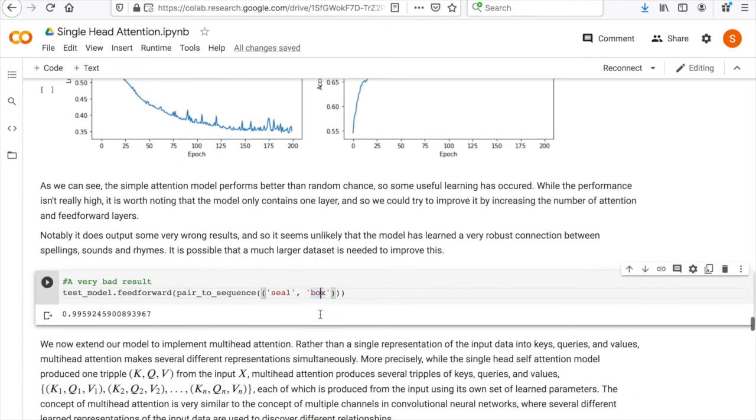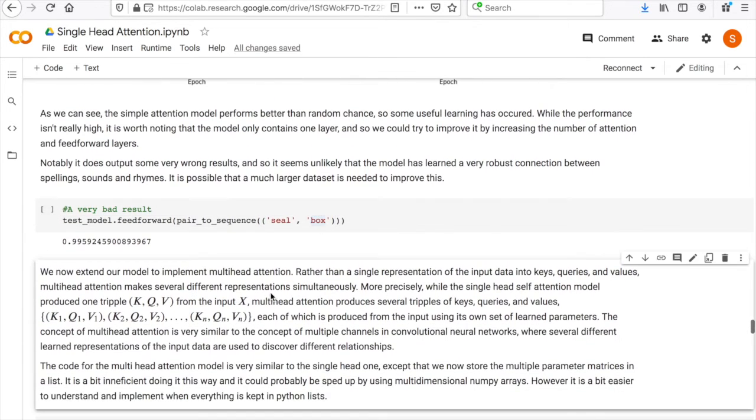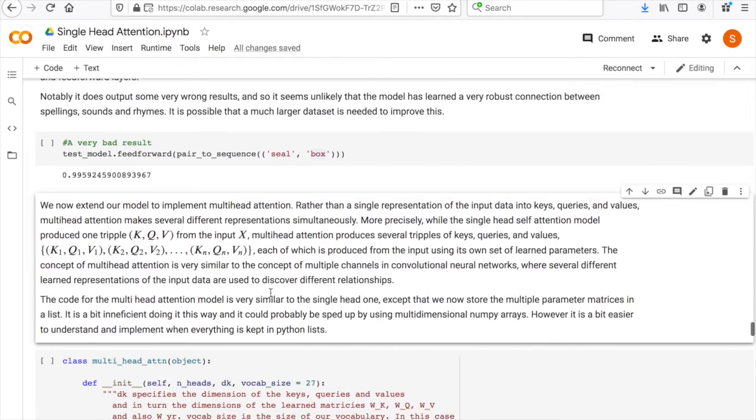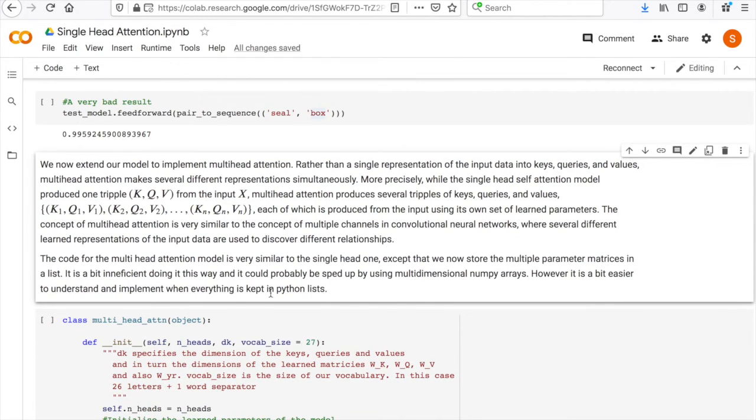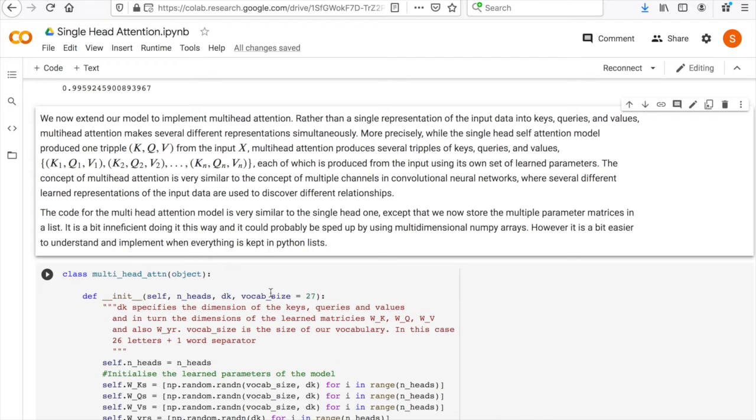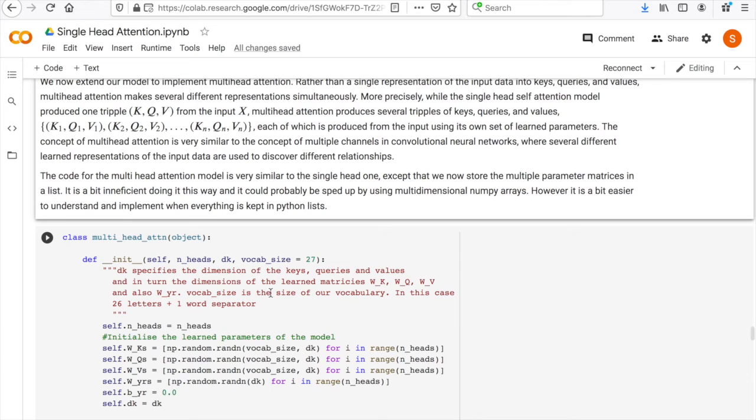So then we go and extend the single head attention model to a multi-head self-attention architecture, which is the type of thing which is found in the popular transformer model. And basically, it's the same as the single head model, but does the same process multiple times in what are called different heads in parallel. And that allows it to view the data in different ways and put that all together at the end.